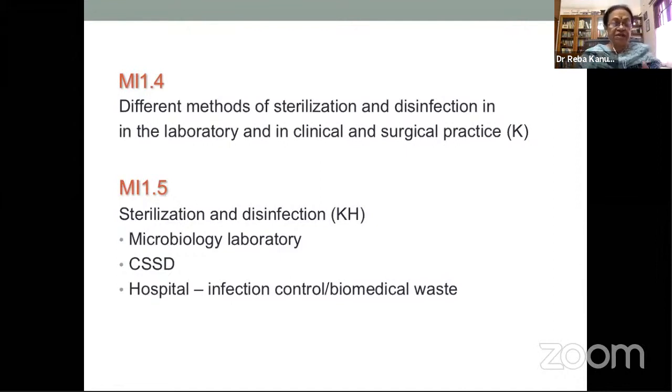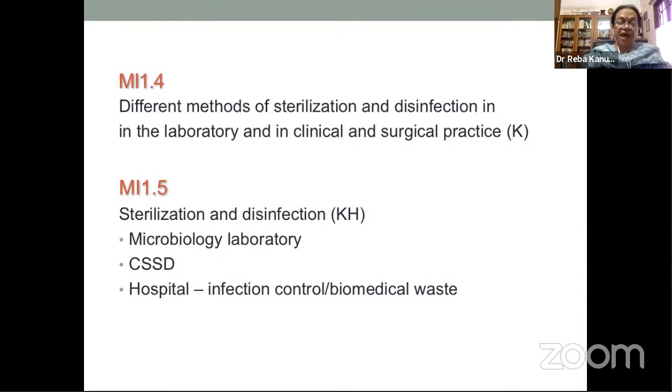In the hospital, what are the areas where sterilization and disinfection play an important role? It is in the microbiology laboratory, in the central sterile supply department of the hospital, the CSSD. We have to tell them about the plasma sterilizers, the ETOs and their efficacy, and what things are sterilized in them: surgical instruments, hospital gowns, etc. That brings us to the most important applied aspect of sterilization and disinfection, which is hospital infection control and biomedical waste disposal. That can be incorporated into the subject at this point of time, not left right at the end. So that needs to move forward.